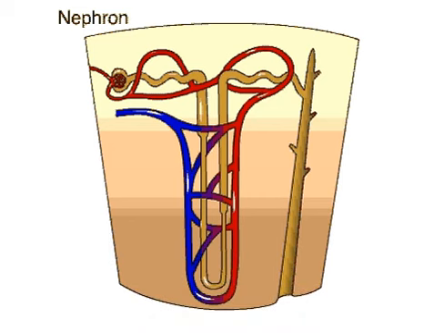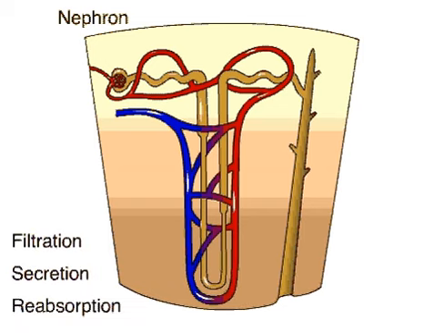Nephrons regulate the composition of blood by a combination of three processes that transfer materials between the nephron tubules and the capillaries that serve them: filtration, secretion, and reabsorption.